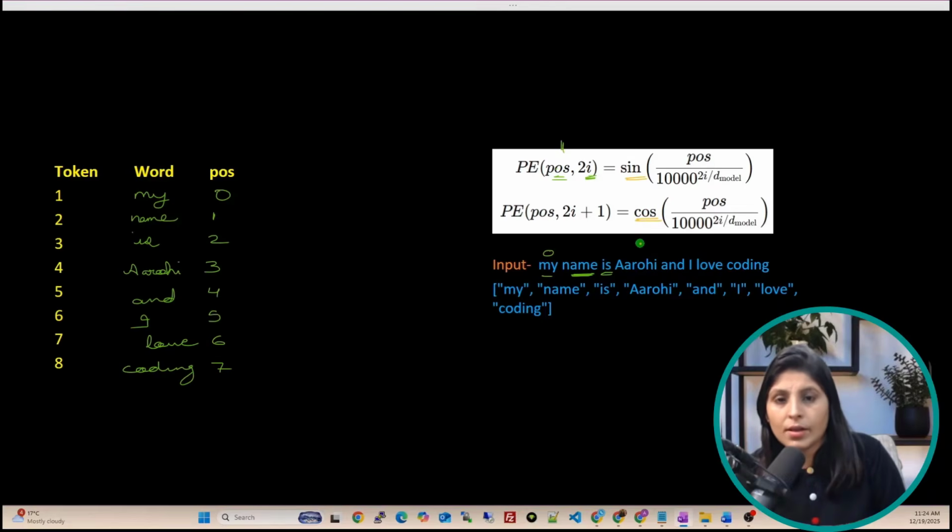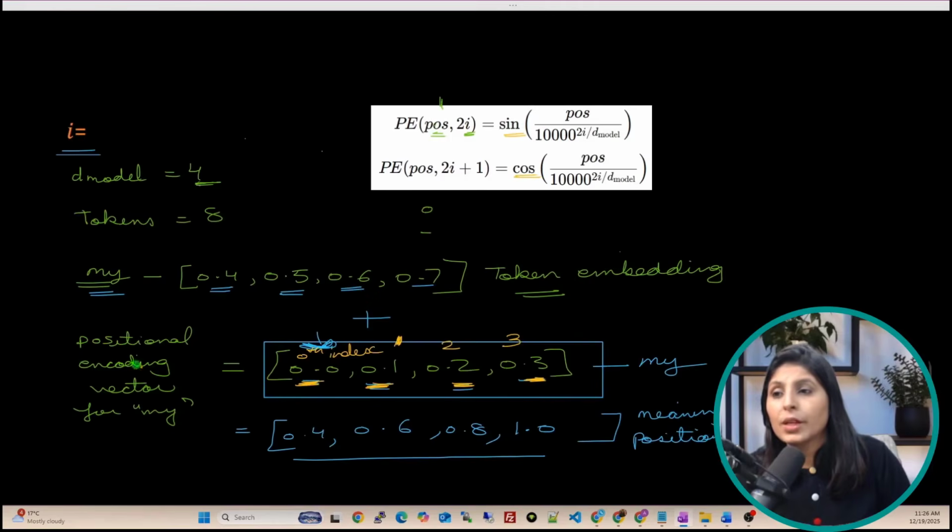Now let's try to understand this. Whenever you want to create this positional encoding vector for each token, at that time, you will work in a pair. So how does this positional encoding function work? In the paper they have added one rule that you will not give this value.